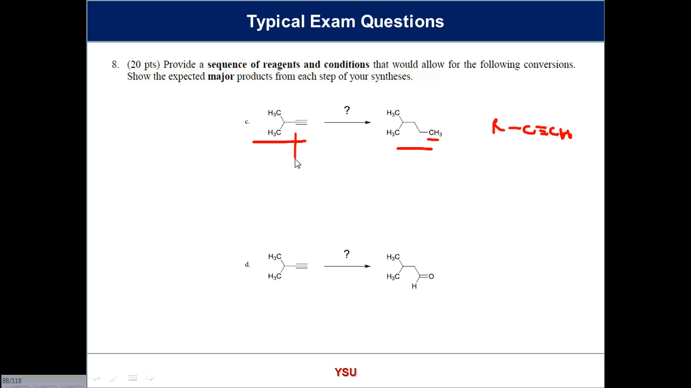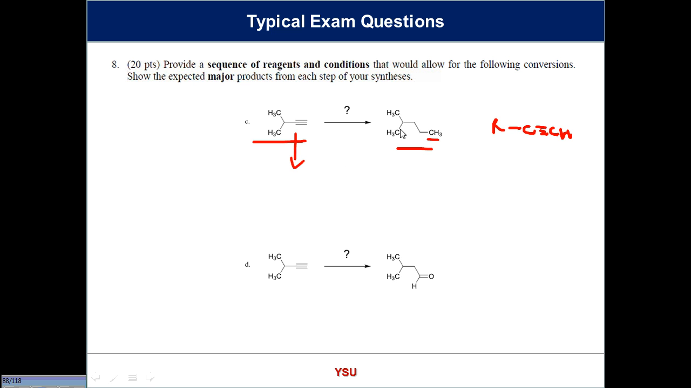So what do I need to do first? Deprotonate with what? Why doesn't sodium hydroxide work? It's not strong enough. Good, we're starting to see these things. NaNH2 gives you the negative charge at the end. And then what do I need to bring in to put a CH3 group there? Methyl bromide or methyl iodide, exactly.